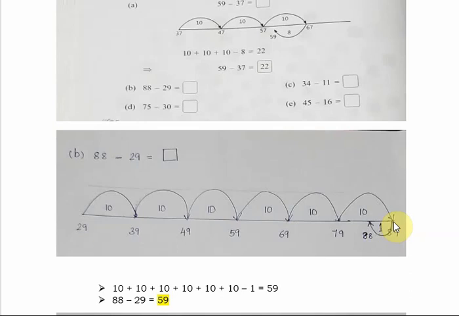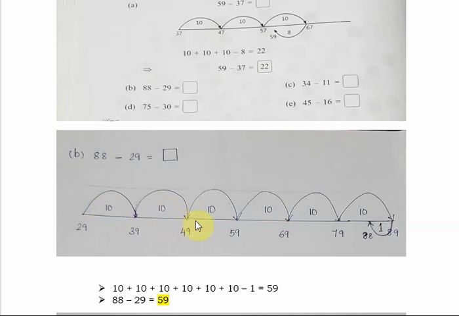So we have to reach on 88. So 89 minus 88 is how much? 1. So we have to make a jump of 1 to reach on 88. So all these forward jumps of 10s should be added, and the backward jump of 1 should be subtracted from this forward jump. So let us write how many jumps we have made of 10.